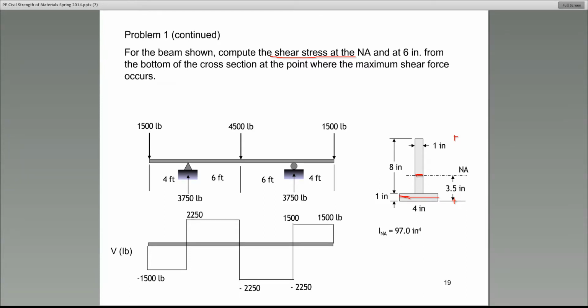Stephen is asking a good question. He says, what is the B value 1 inch from the bottom? And, well, that's an interesting question because if you pay attention, 1 inch from the bottom is the interface here. I don't know if you can see that green. That's the interface. So do we use a B of 4 or B of 1?